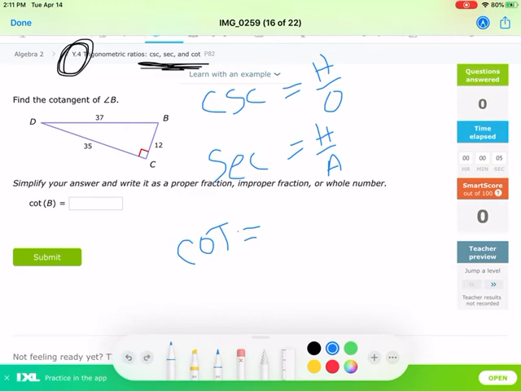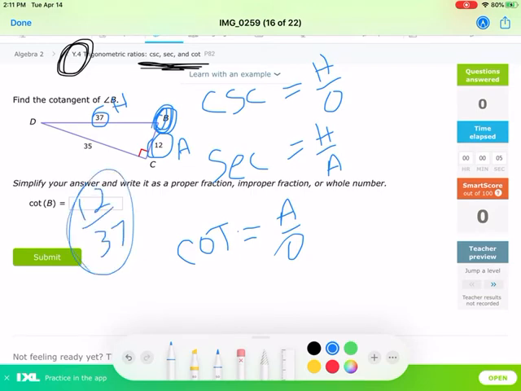So instead of opposite over adjacent, it's going to be adjacent over opposite. All right. Very good. And that's all there really is to it. So find the cotangent of B. If this is B right here, the cotangent is A over H. Here's the A right here. That's A, and that would be H. Again, it's always across from the 90. So 12 over 37. And that's it. Not much else to say there.